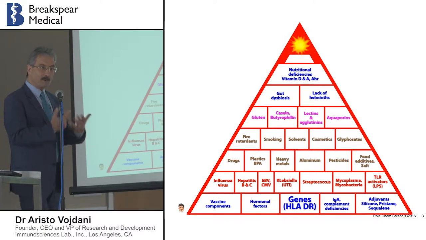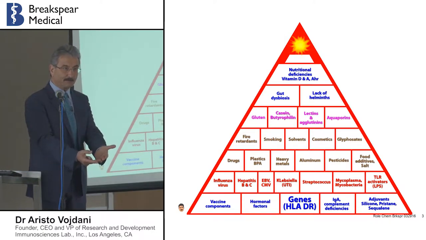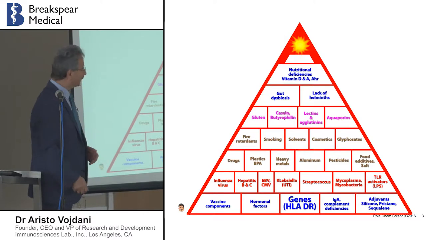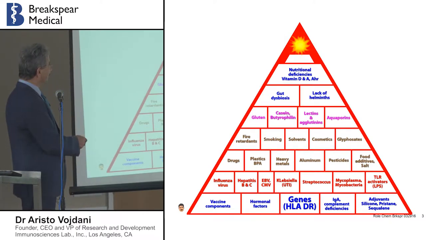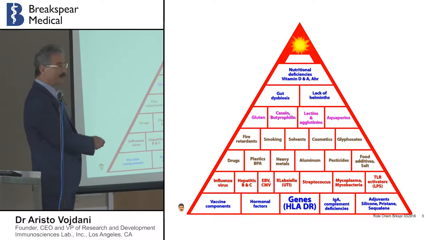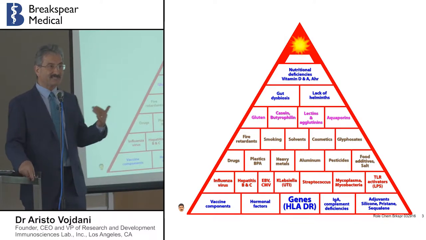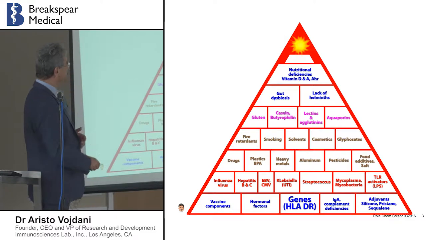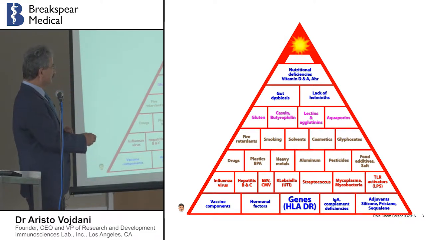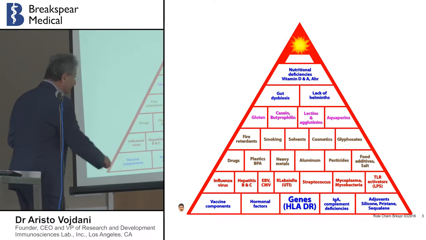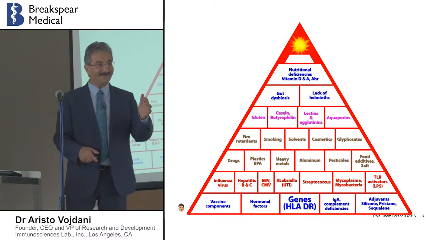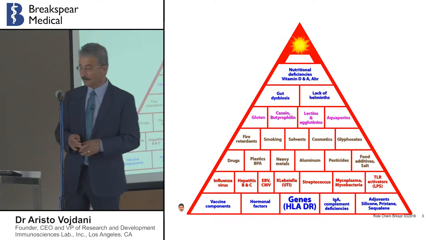leaky gut is becoming part of autoimmune disease development. And then finally, you see nutritional deficiency, vitamin D, vitamin A, aryl hydrocarbon receptor. There are some foods containing that. And so therefore, if you see the A right here, that stands for autoimmunity. So all these factors together play a role in the induction of autoimmune diseases.